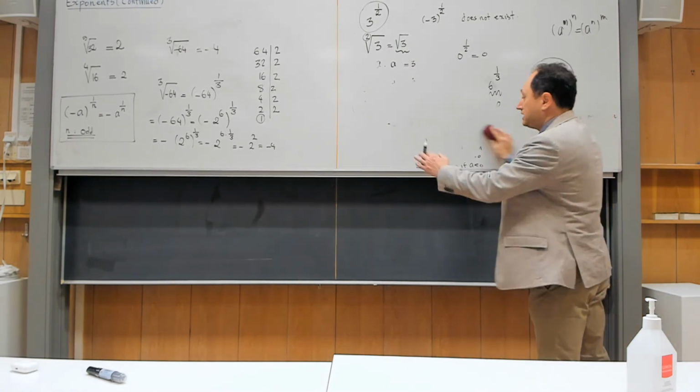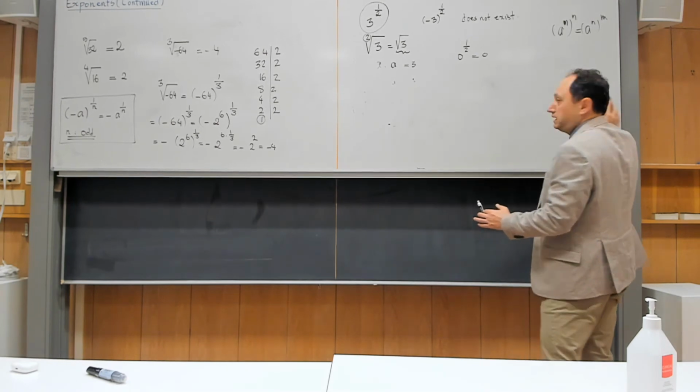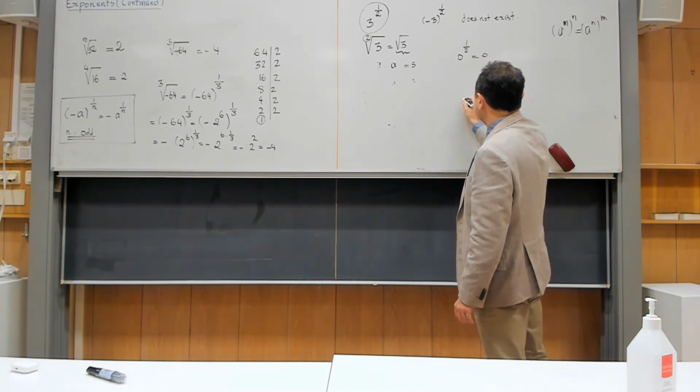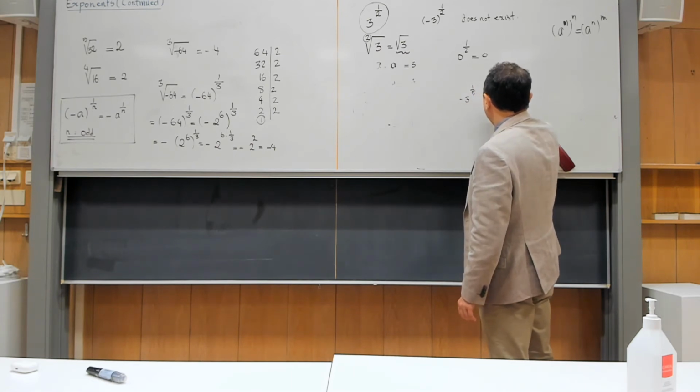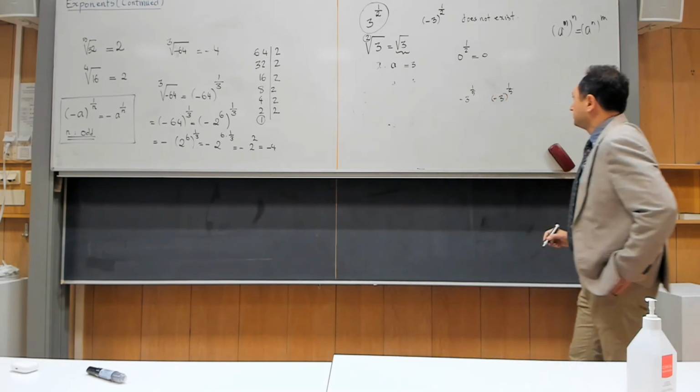So, if n is odd, you can remove the pair of brackets. If n is even, that is meaningless in the first place, yes? So, for example, let us consider this. Minus 3 to the power of 1 over 5. And let me consider minus 3 to the power of 1 over 5.